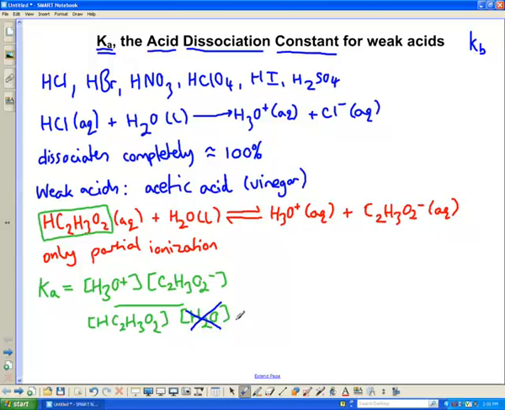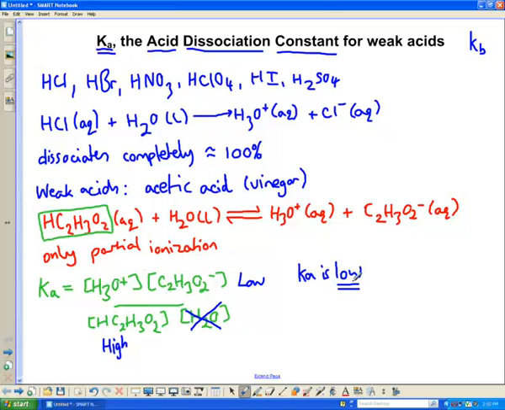So let's just talk about what this actually means when we look at these two relative concentrations. If I have a very high concentration of my undissociated acid and a very low concentration of my ionized products, then what does that tell me about my value for Ka? Well, that tells me my value for Ka is low. And that's what it is for virtually all weak acids. A lot more undissociated acid exists than does the dissociated products.